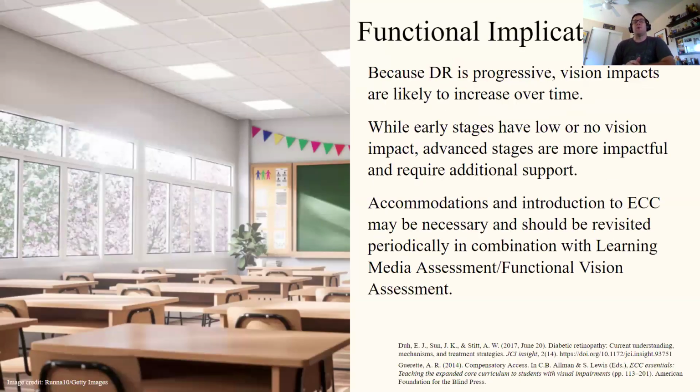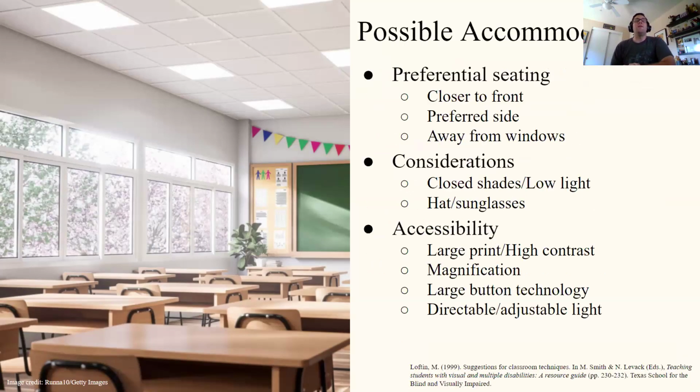Now, because it is progressive, looking at it as far as being with a student means that you're going to need to consider accommodations and consider introduction to ECC periodically. You should be revisiting that periodically with the team in combination with doing a learning media assessment and a functional vision assessment. If your student is starting to have any of these symptoms, it'll be time to start thinking about accommodations. This is going to vary depending on what symptoms they're having and how much it is affecting their vision.